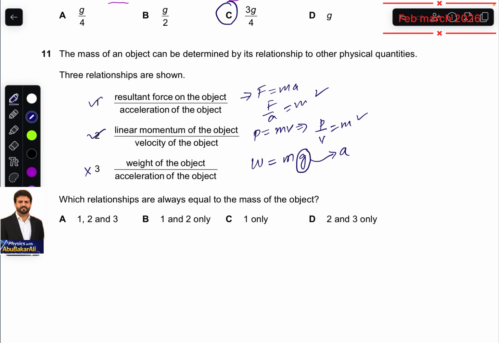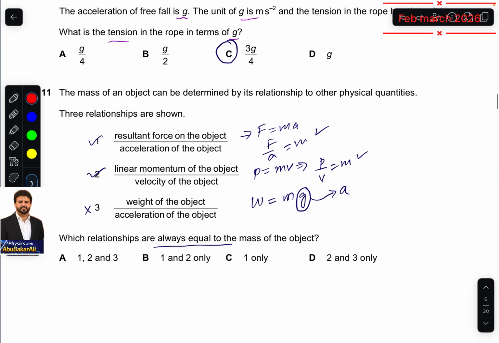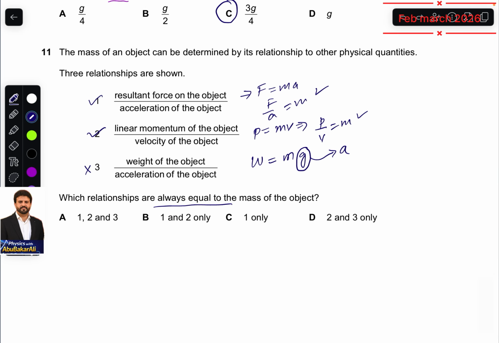Which relationship is always equal to the mass? No, they are not always. In some cases this can be true, but not for all cases. Let me give you an example. Even if you take this example, if you divide its weight by the acceleration, you will not get the mass. So it's not true in all cases. So it's option B that is correct.